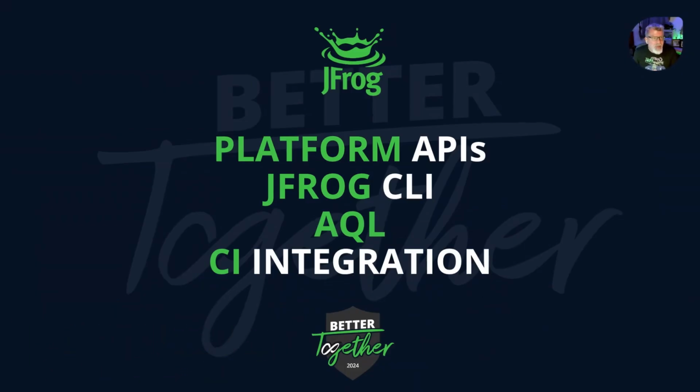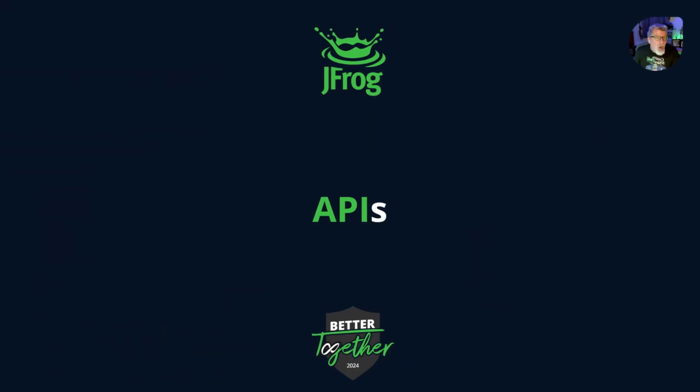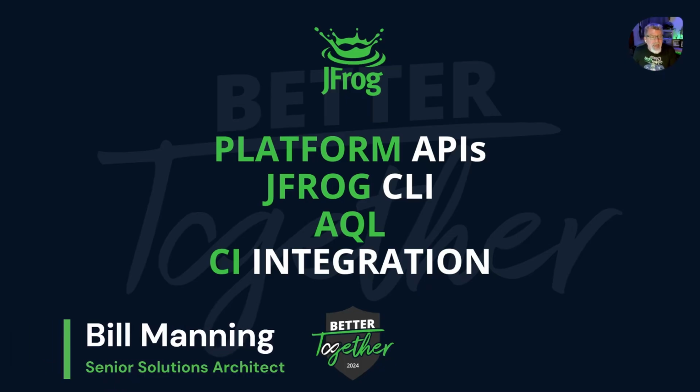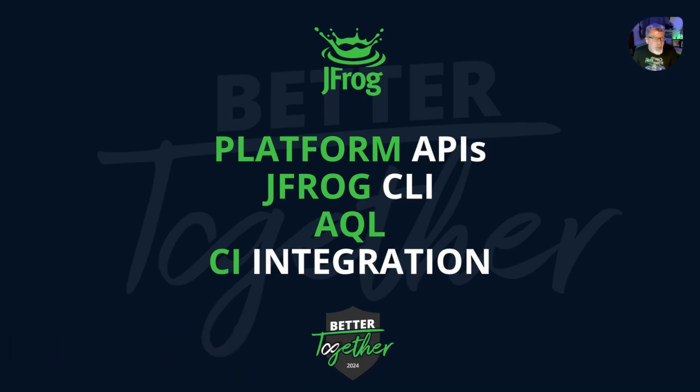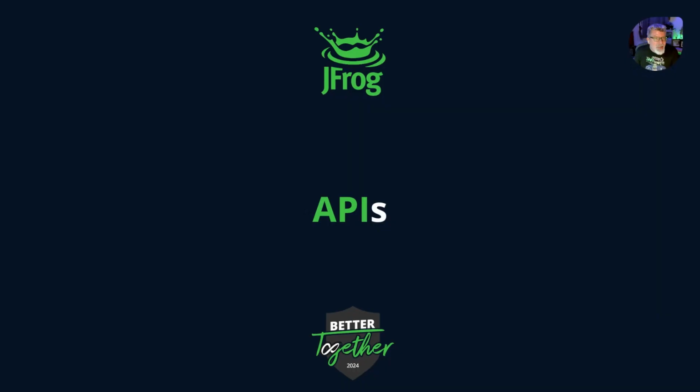In this section, we'll be discussing the platform APIs, the JFrog CLI, AQL, also known as the Artifactory Query Language, and CI integrations. Let's talk about APIs first. Our entire product, the entire JFrog platform, regardless of which version you're using, uses APIs. Our UI, in fact, is simply an interface on top of our API.